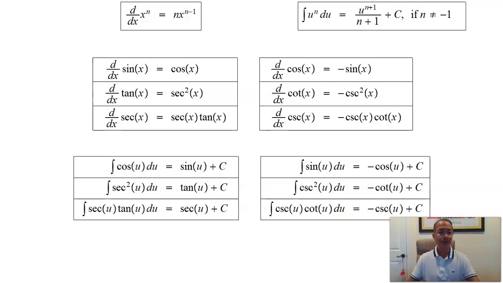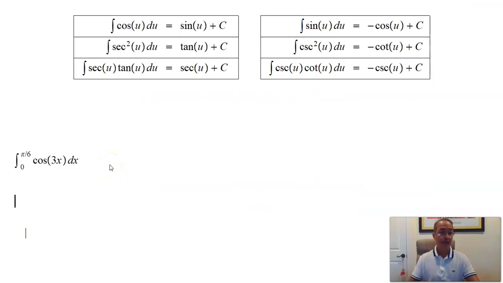So let's do some integration. All right, let's start with some trigonometry. We want the definite integral from 0 to pi over 6 of cosine 3x dx. Obviously it's the antiderivative for cosine u that we want, and our u-substitution should be 3x because that is what appears inside cosine. So if u is 3x, du will be 3dx, and from here we can solve for dx. It will be 1/3 of du.